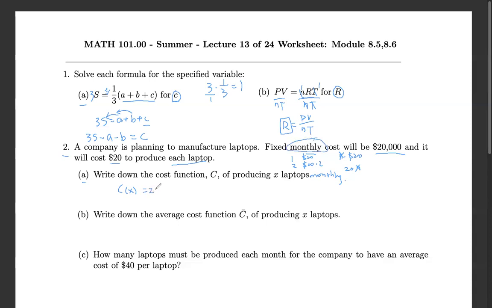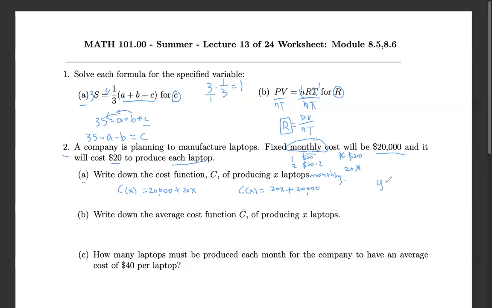So fixed cost would be 20,000. So let's write down this number. That's just one time, like in a month. Then the cost of laptops. So it's 20 times X many laptops, which is 20X. Now we recognize this linear function because we can write C of X as 20X plus 20,000.